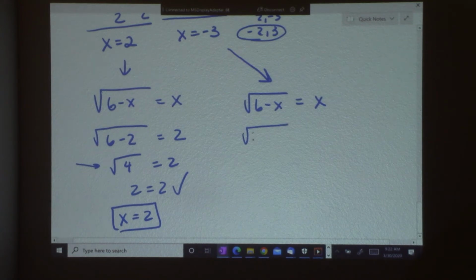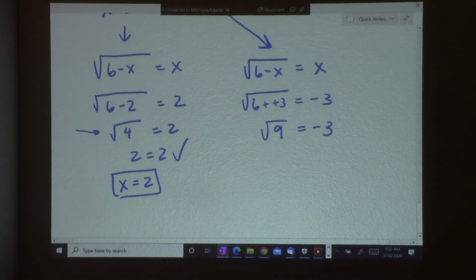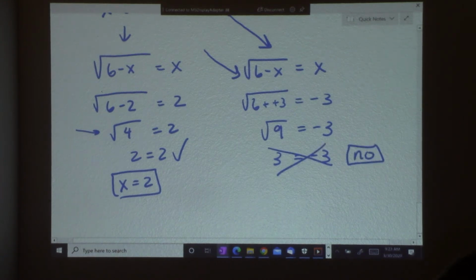Okay, so I'm going to put negative 3 in. So I have 6 minus negative 3. When I have a double negative, I add. Okay. Is the square root of 9 3? No. Remember, what we started with was positive on the outside. So this doesn't work. Negative 3 is not a solution.